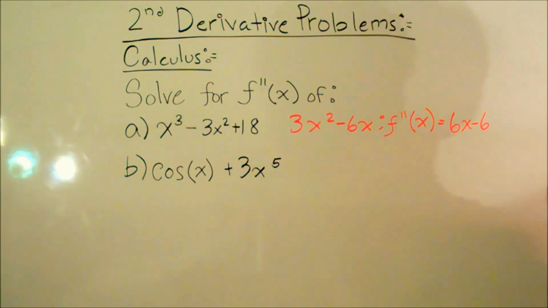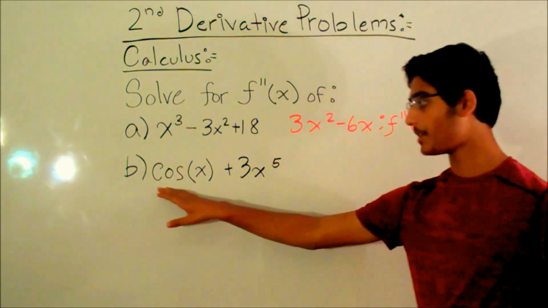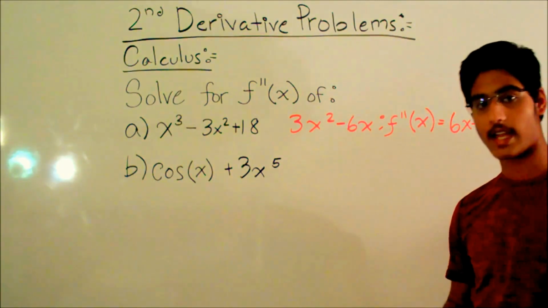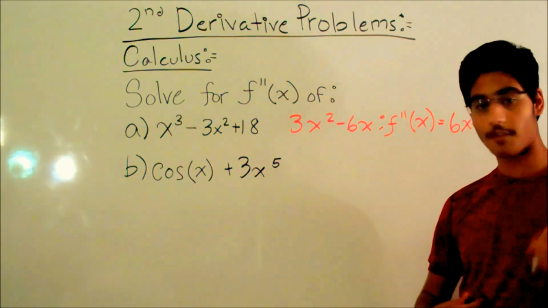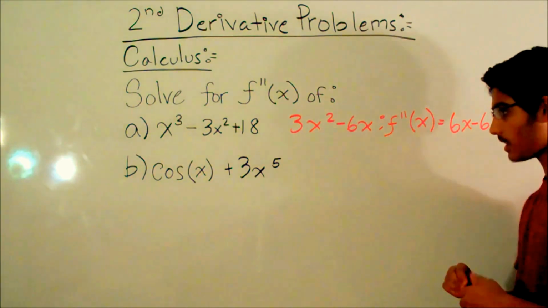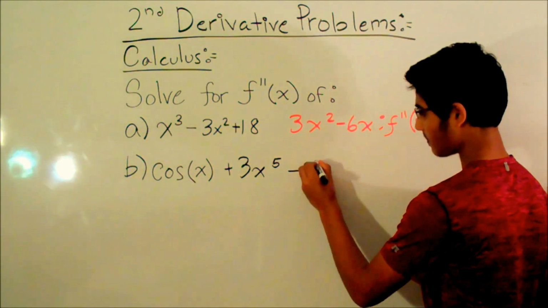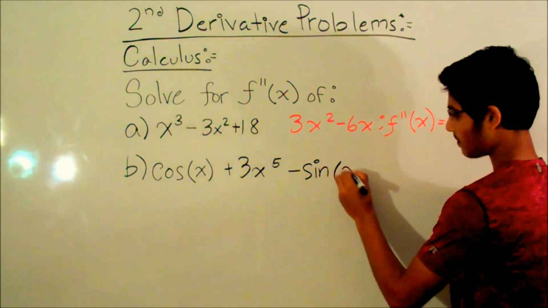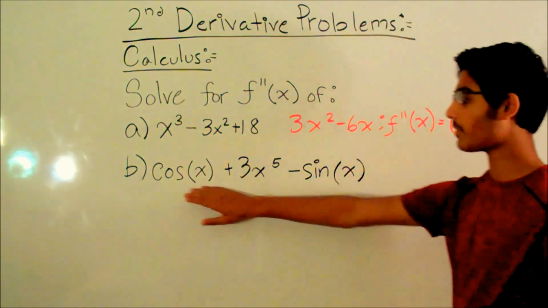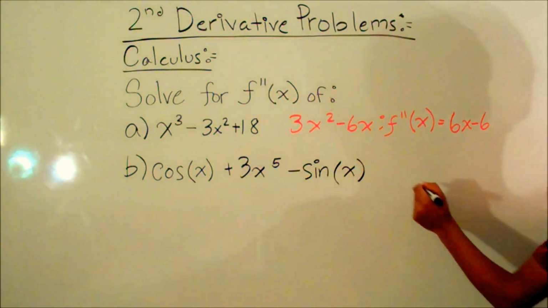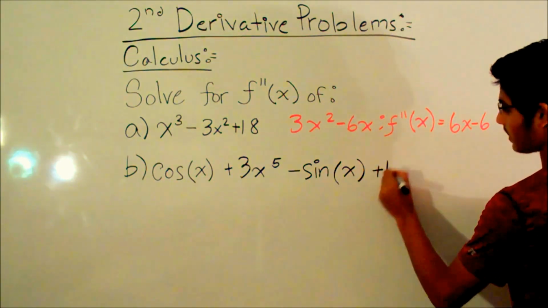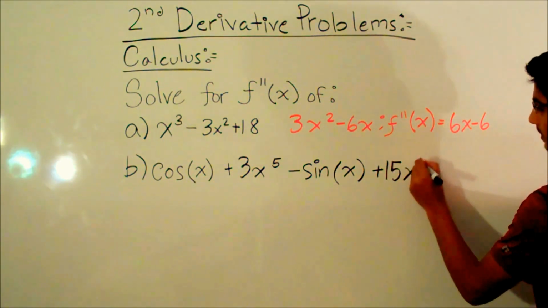Now let's solve problem B. In problem B, we have to find the second derivative of cosine of x plus 3x to the fifth. So the first derivative, as we know, would be negative sine of x, because we know the derivative of cosine of x is negative sine of x, plus 15x to the fourth.